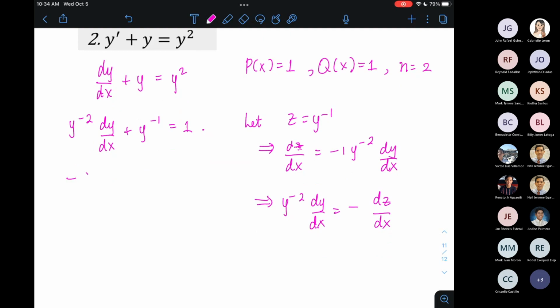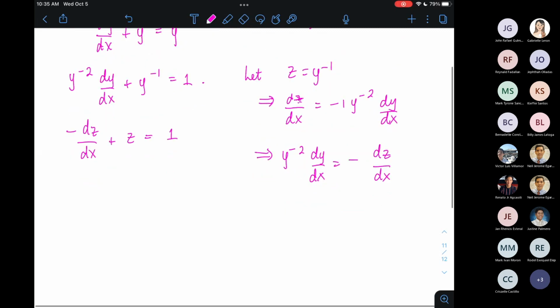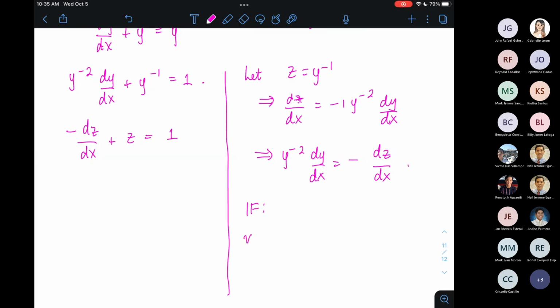Right? So now we will have negative dz over dx plus y to the negative 1, which is simply z, equals 1. Okay? And then our integrating factor, so lagay ko na lang sa gilid yung mga miscellaneous part ng aking solution. So ang ating integrating factor ay v of x equals e to the power integral ng p of x. But here our p of x is the coefficient to z, but that is just 1. Okay? So it's integral ng dx lamang, which is essentially e to the power x plus c, but I'll choose c equals 0. So our integrating factor is reduced to e to the power x. Again, you could choose any constant that you like here. All right? So pero pipiliin ko na lang para mas simple si c ay equal kay 0. Okay? So our integrating factor is e to the power x.